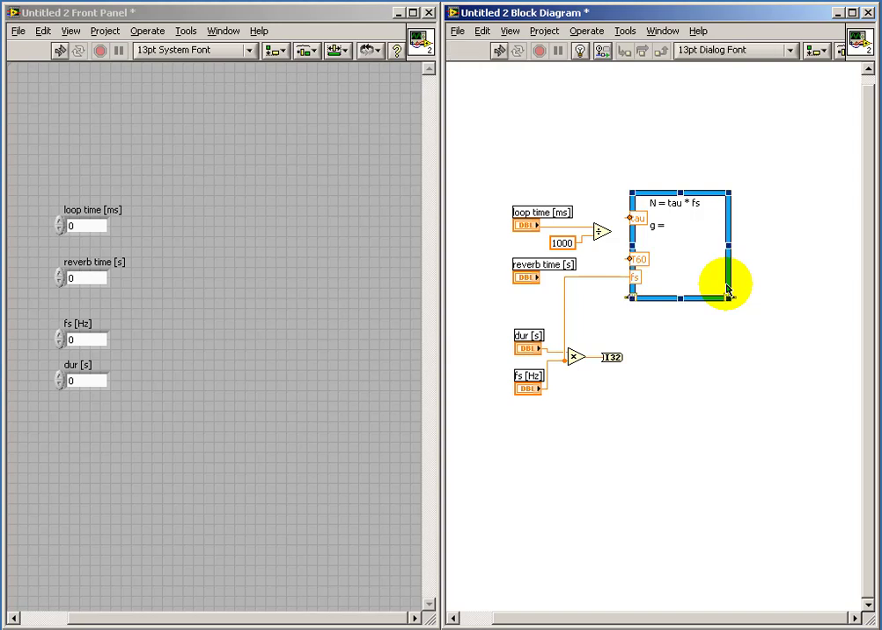And the filter coefficient, G, can be calculated from the reverb time and sampling frequency as essentially 10 to the minus third, or you could also have written that as 0.001, and then we raise that to the loop time divided by the reverb time. Actually, sampling frequency does not enter into the filter calculation there.